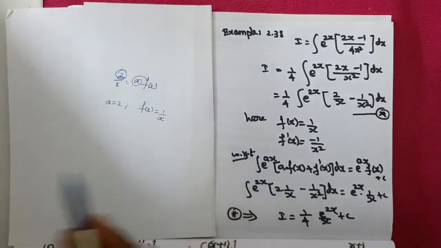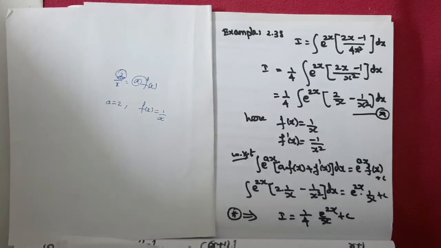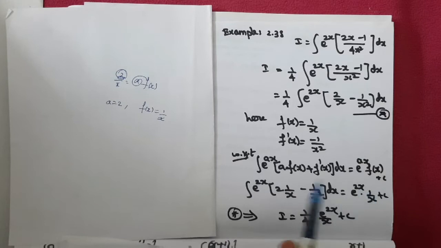Now we know the formula. So integral e power ax of a into f of x plus f dash of x into dx equal to e power ax into f of x plus c. So here e power ax, the a value is 2, right? So e power 2x, a value is 2. So 2 into f of x, that is 1 by x, plus f dash of x, that is minus 1 by x square. So that only I have applied here.